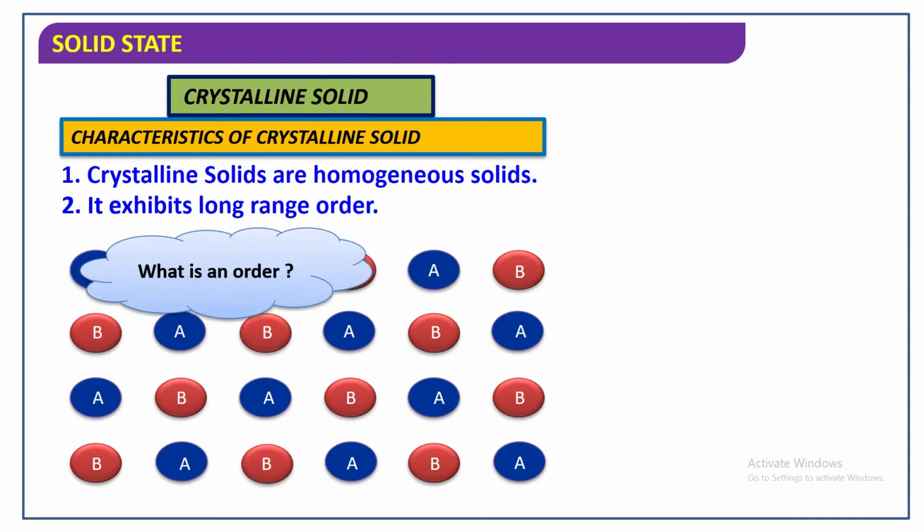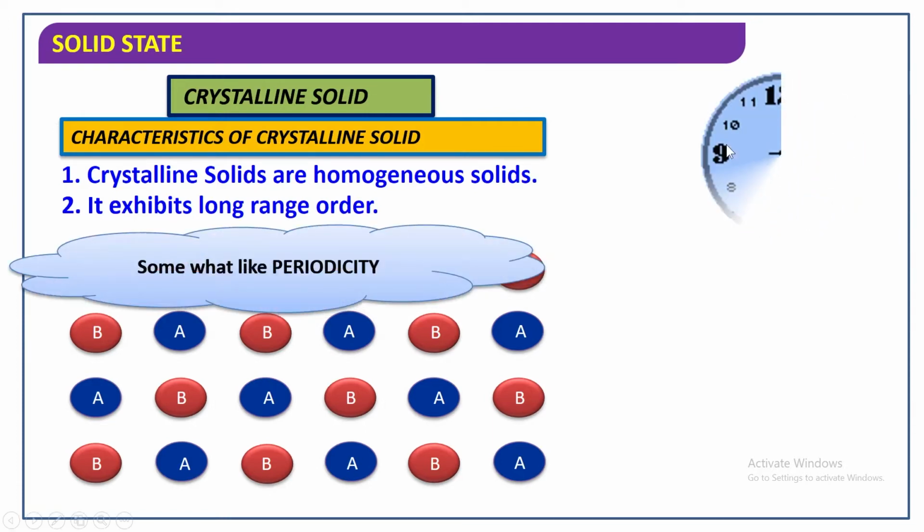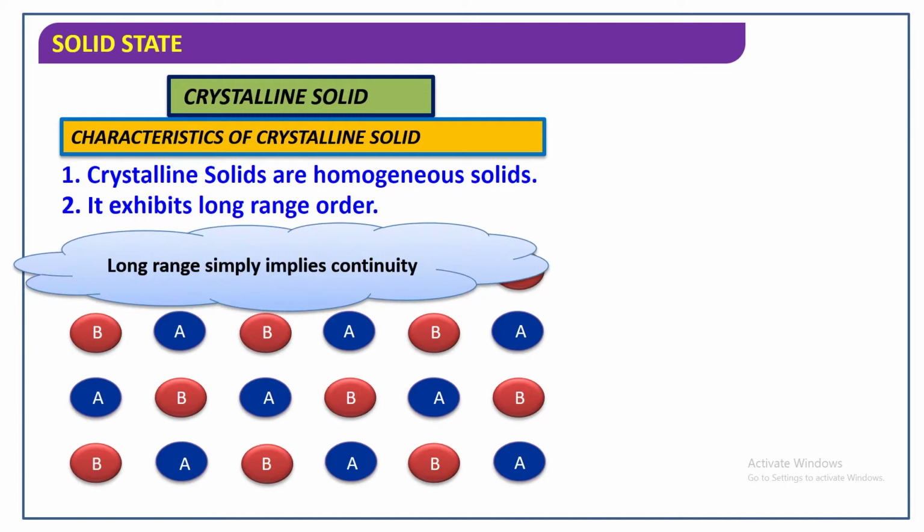Now, it exhibits long range order. What is the meaning of order? Order means some sort of repetition in the structure, some sort of periodicity. And long range simply means continuity throughout the crystal.